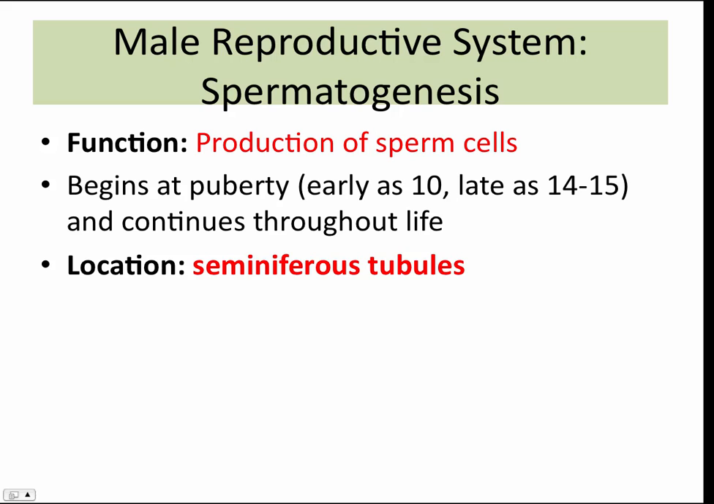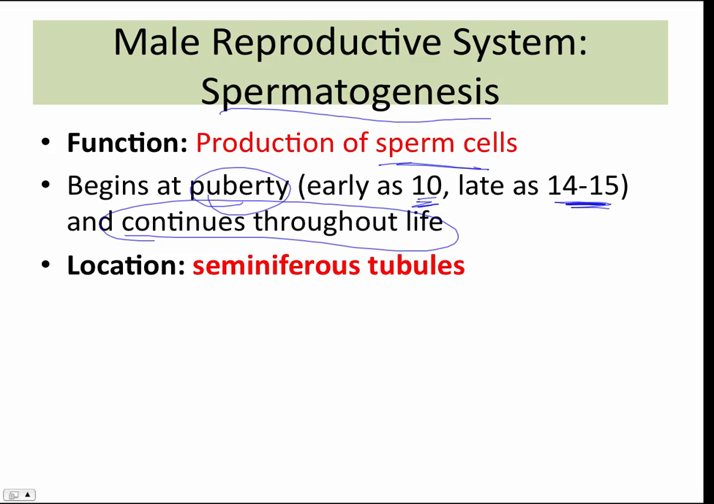So we're first going to start off with the male reproductive system, and the production of gametes in the male reproductive system undergoes what's called spermatogenesis. The function of this is to produce your sperm cells. This begins at puberty, as early as 10 years old and as late as 14 to 15 years old. It'll also continue throughout your life. And so males, unlike females, have no end to the reproductive cycle. So they can have children as old as possible, even up to 70 years old. All this occurs within the seminiferous tubules.